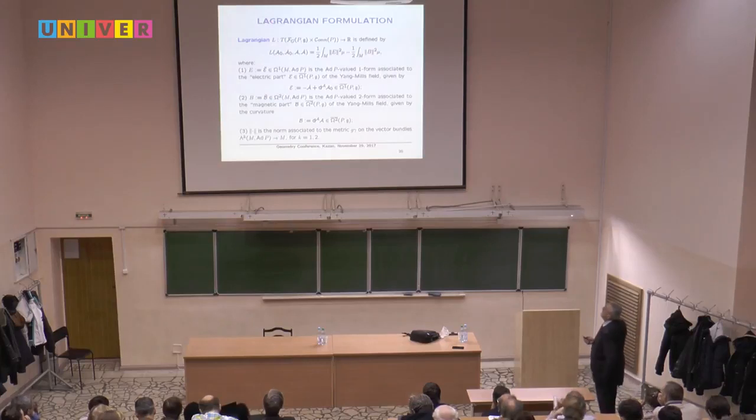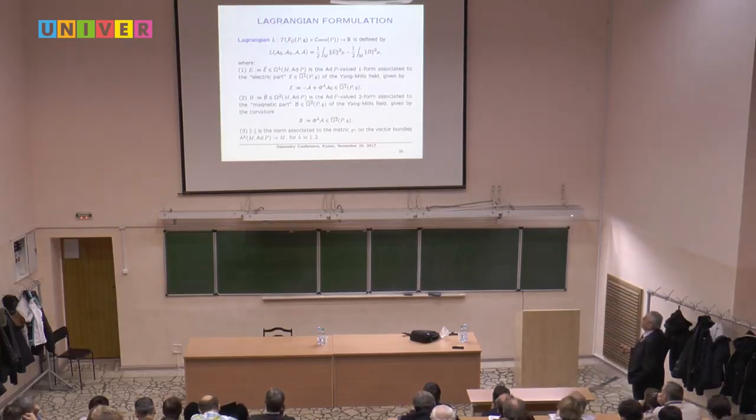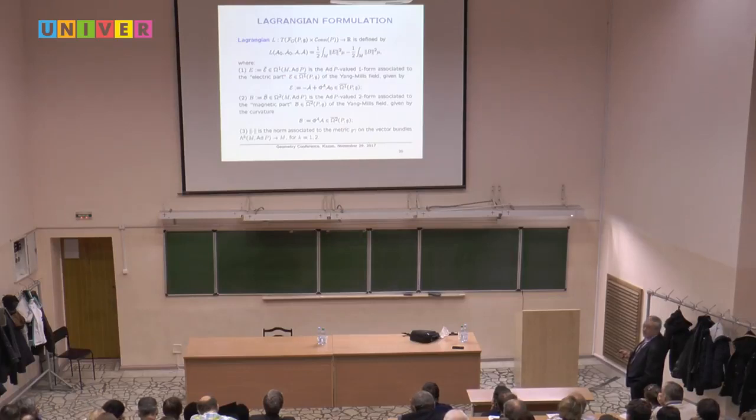So here is my Lagrangian. It is the tangent bundle of equivariant functions on P relative to the adjoint action, the space of connections, and it is defined exactly as before. I use the same letters. Now E is a bundle-valued form on the base, and this is what is called the electric part of the Yang-Mills field, if you wish.